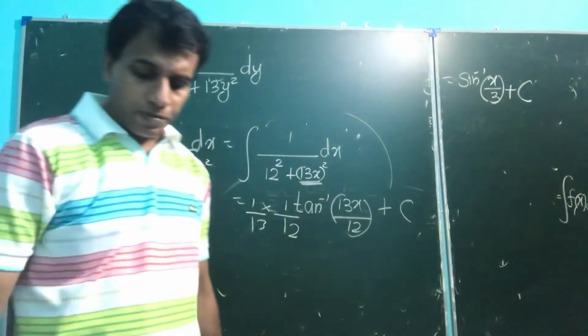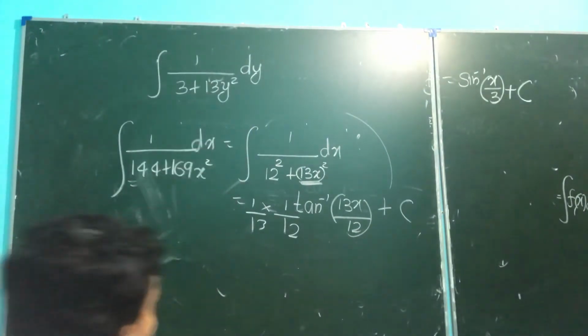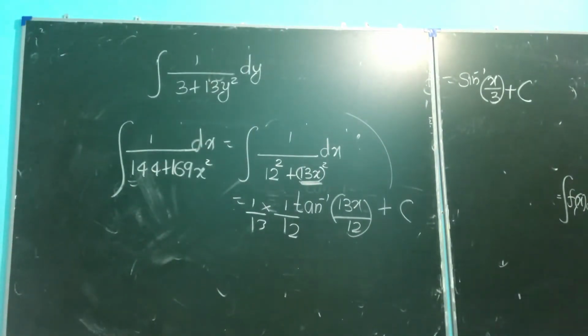Another question. I mentioned y, not only x, it can come as y, but 95% of problems are x, but it can be y also. So what is that? Integral of 1 over 3 plus 13y square with respect to y.